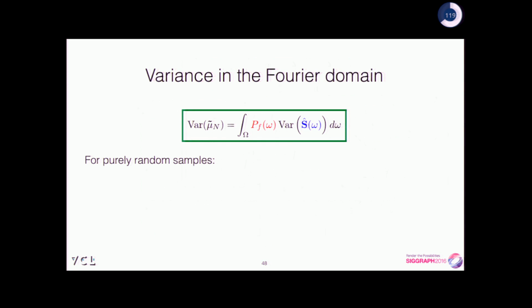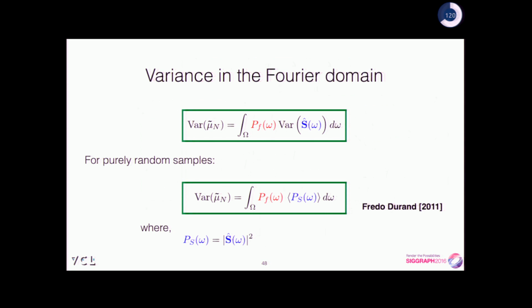So what happens for purely random samples? What would this be? Variance of S hat omega. We can derive that. The variance, this was just the power spectrum of S hat. Because the phases are random, you can make certain simplifications. Okay. So actually, this is quite a strange thing.